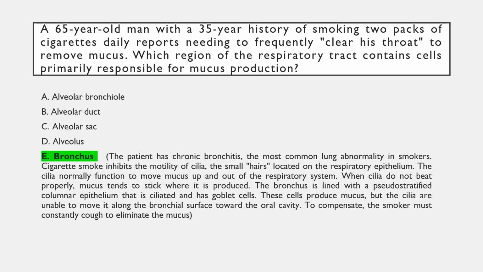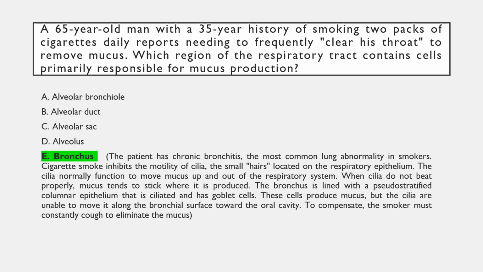Now the correct answer is E. Bronchus. This patient has chronic bronchitis, the most common lung abnormality in smokers. Cigarette smoking inhibits the motility of cilia, which are the small hairs located on the respiratory epithelium. The cilia normally function to move mucus up and out of the respiratory system. When cilia do not beat properly, mucus tends to stick where it is produced.